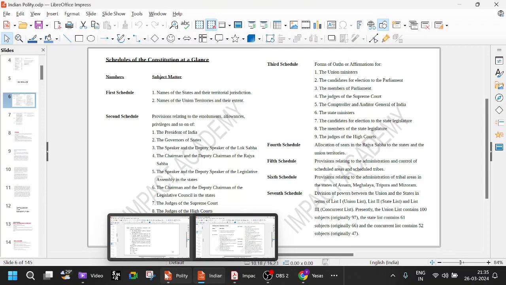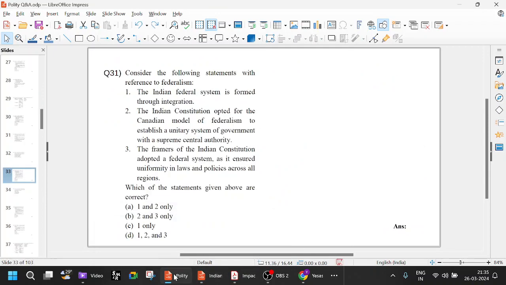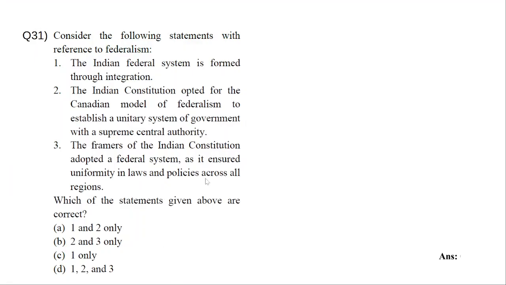Now let's go back to the question. The Indian Constitution opted for the Canadian model of federalism to establish a unitary system of government with a supreme central authority. So it is not right because there is a clear division of powers. There is a statement also: states are not mere appendages of the center. They are proper, individual working centers of power, etc.